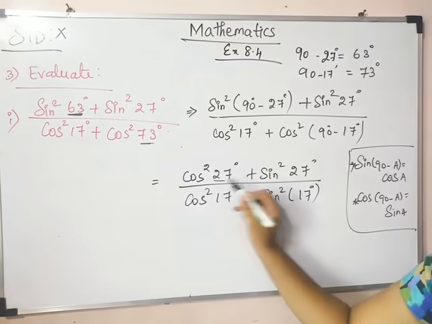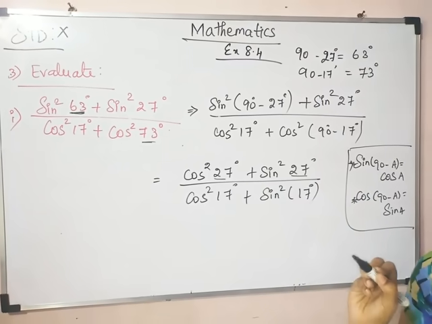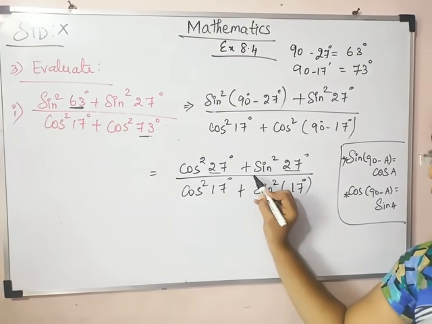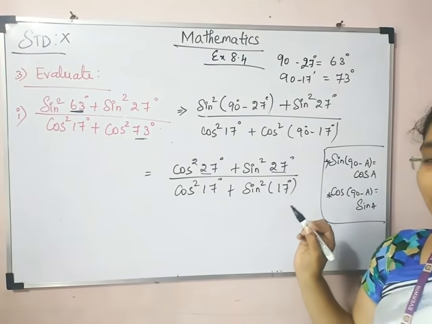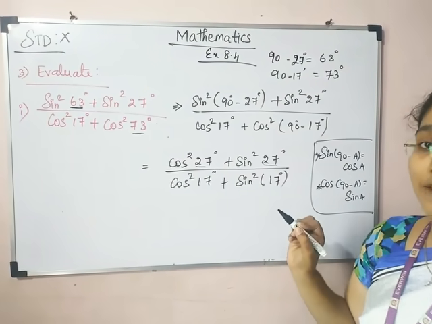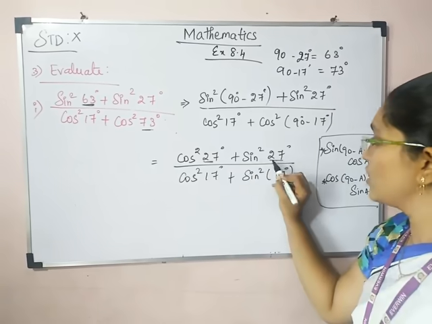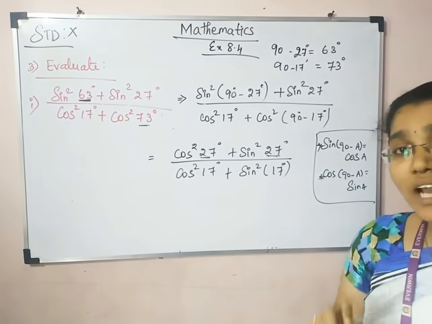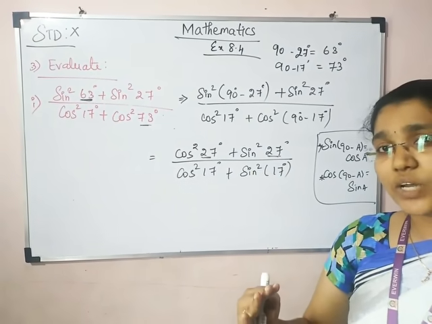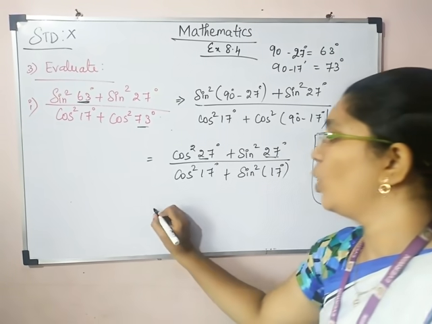Just you consider 27 angles remain the same. So cos square theta plus sin square theta. Just keep in mind theta should be the same for both the terms. Here also 27 and here also 27. What is the value of cos square theta plus sin square theta? It is equal to 1.